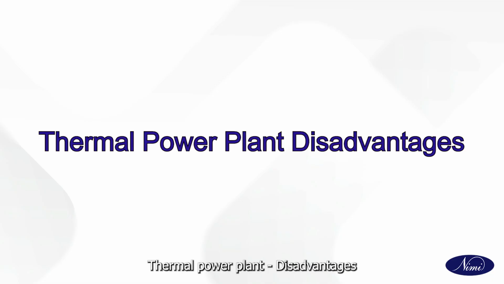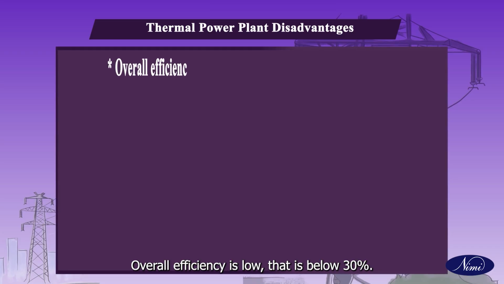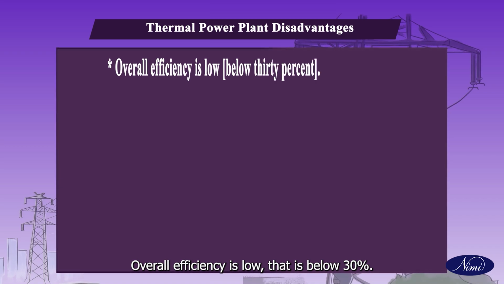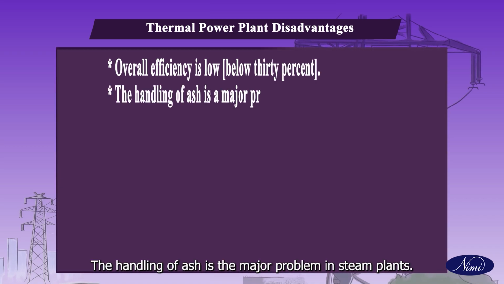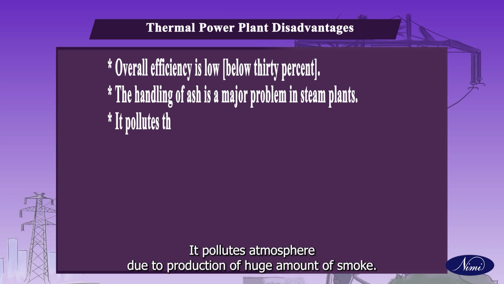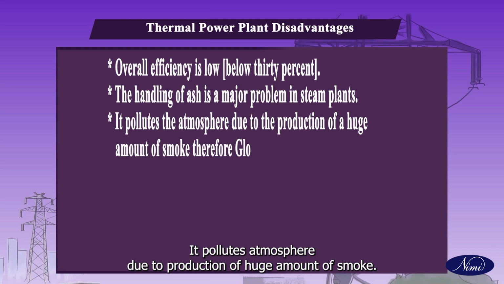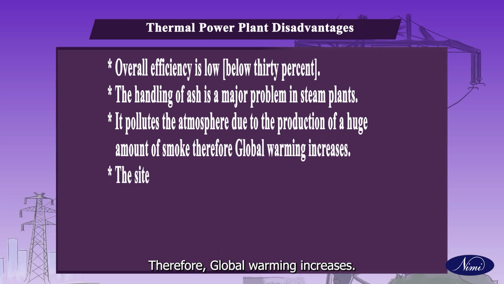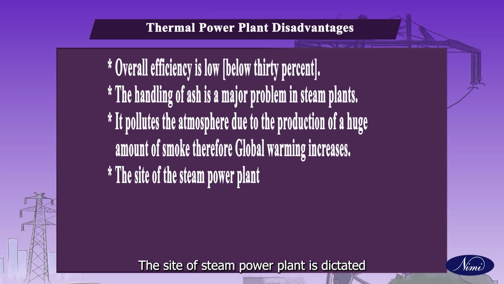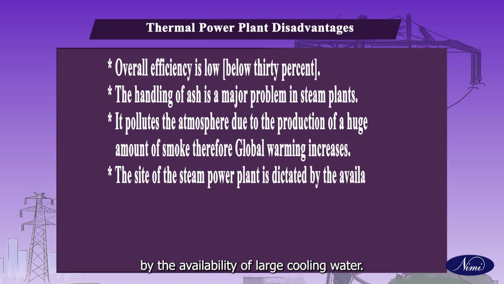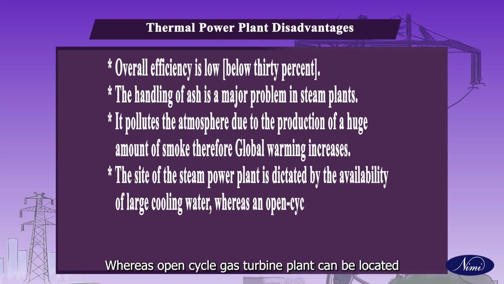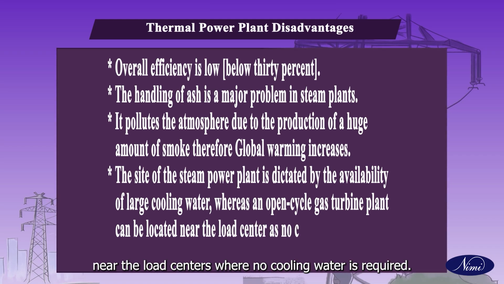Thermal power plant disadvantages. Overall efficiency is low, that is below 30%. The handling of ash is the major problem in steam plants. It pollutes the atmosphere due to production of a huge amount of smoke. Therefore, global warming increases. The site of a steam power plant is dictated by the availability of large cooling water, whereas an open cycle gas turbine plant can be located near the load centers where no cooling water is required.